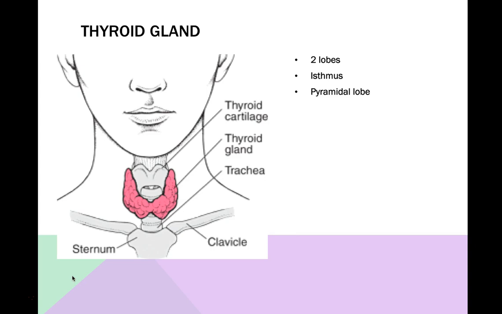On our thyroid gland, you will have two lobes, one on the right and one on the left, and an isthmus that will join them together. So it's the center portion over here.